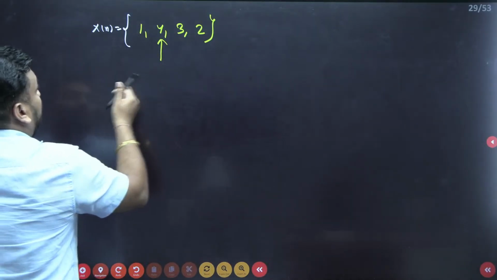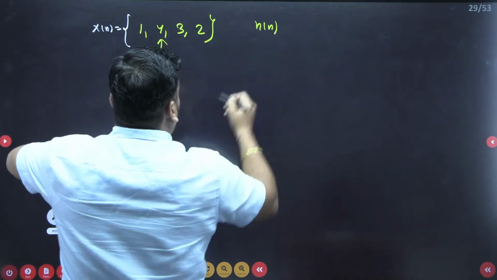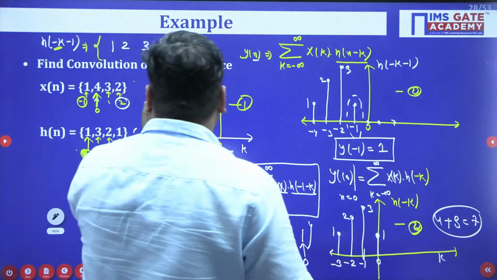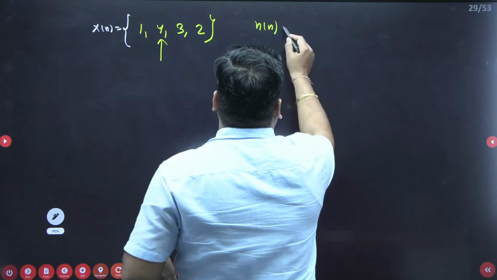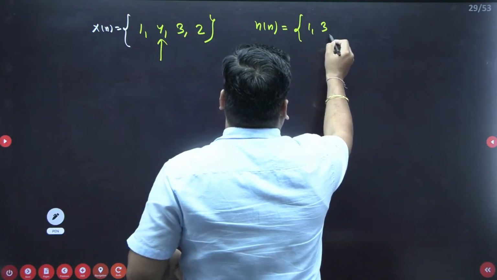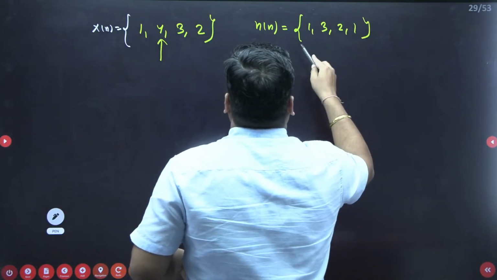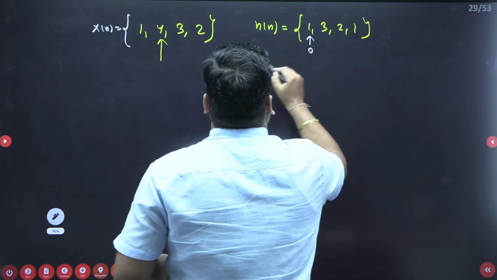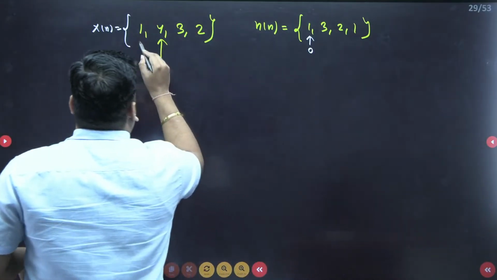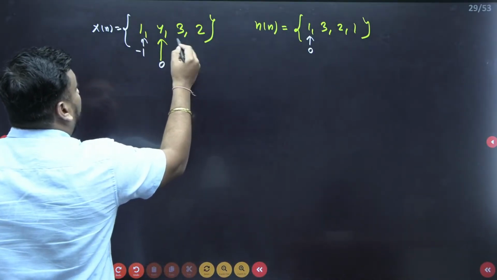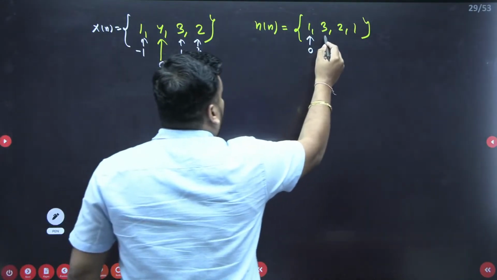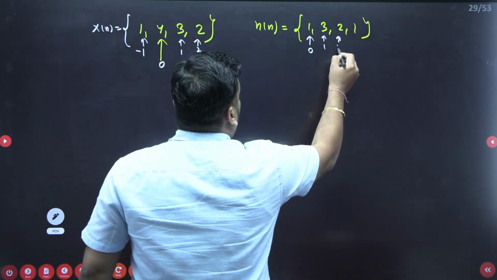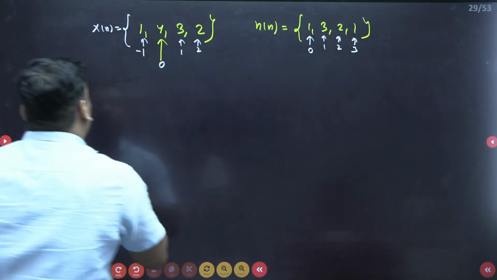Similarly, what is h of n? It is 1, 3, 2, 1, and the origin is here. So the indices will be minus 1, 0, 1, 2, 3. So you should write like this.